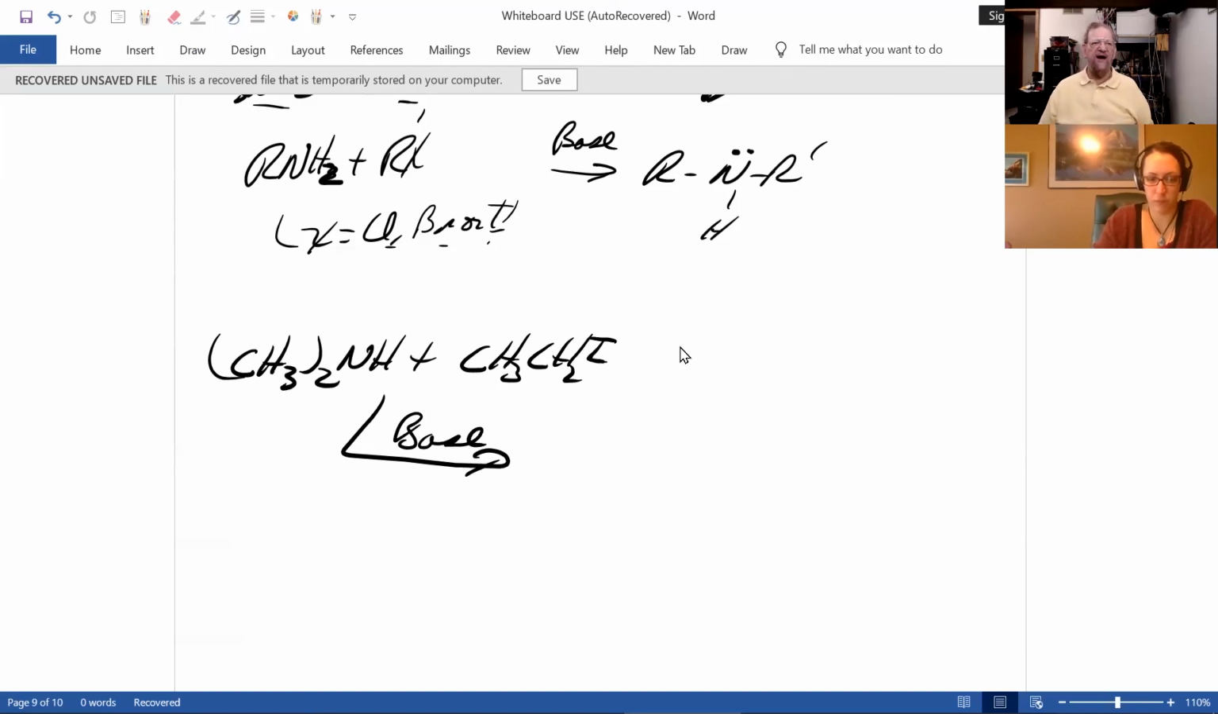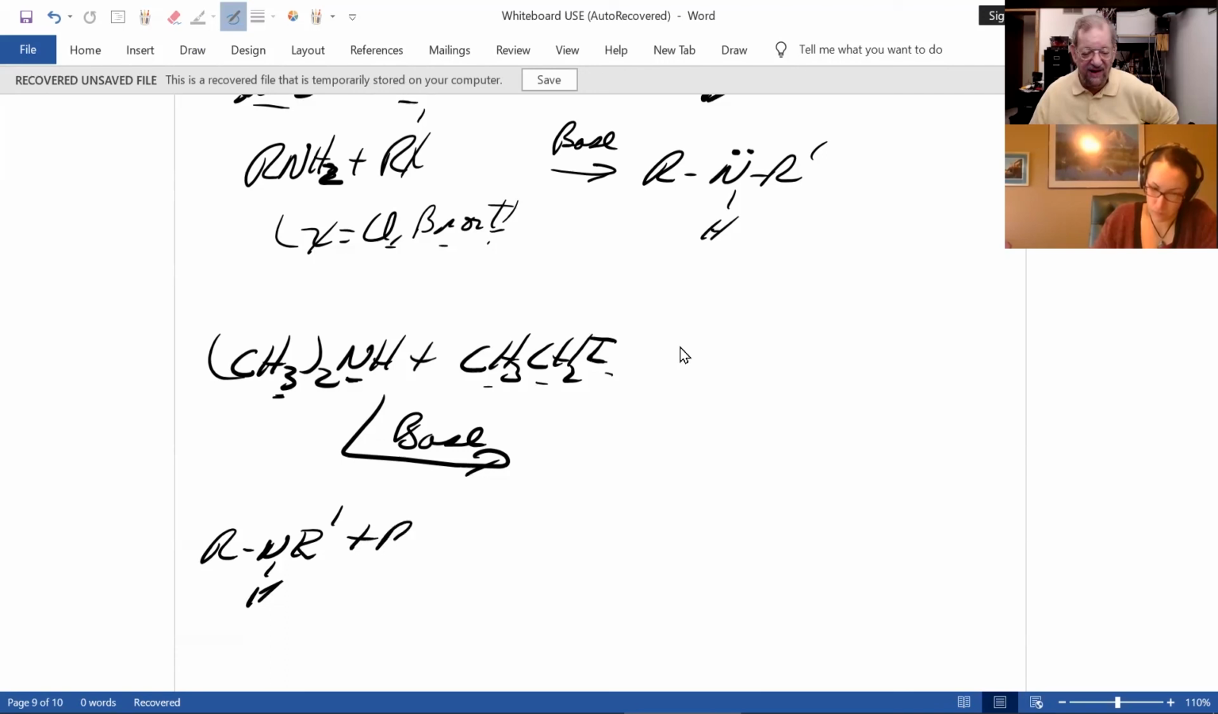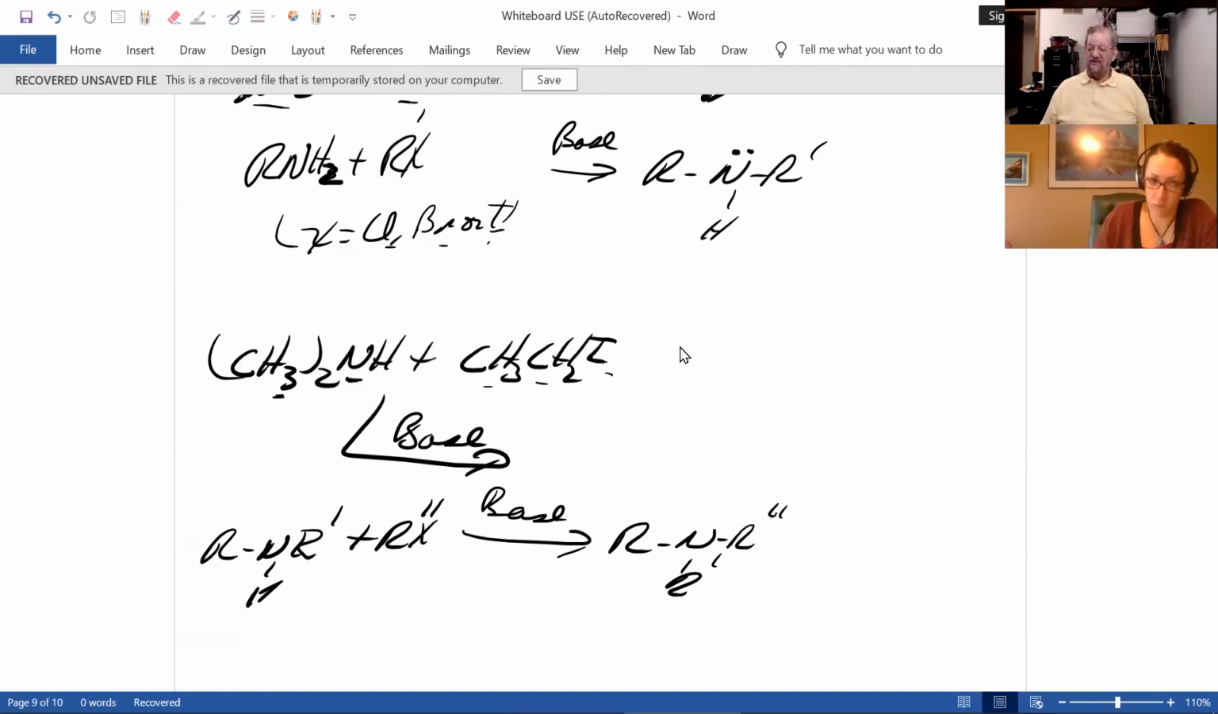And if we were trying to find what's the product or products for the following reaction, let's take a look at what we have. Ooh, nitrogen, and it's got 2 alkyl groups. So we have a secondary amine. Carbon, carbon, ooh, halogen, alkyl halide. The presence of base will make a tertiary amine.